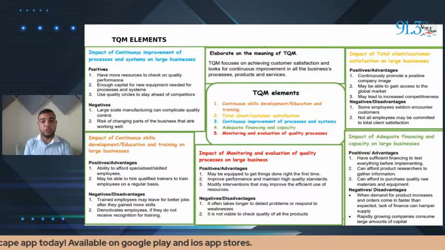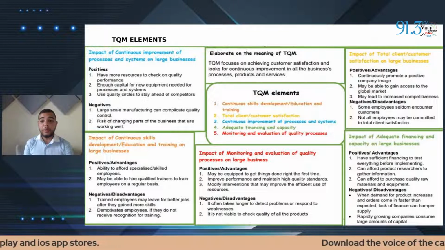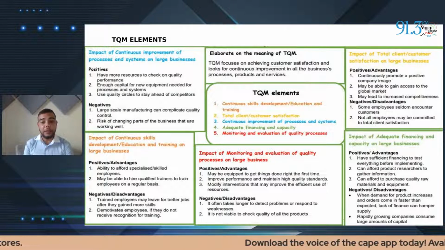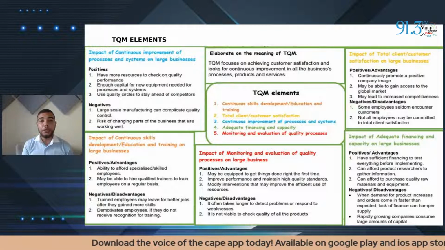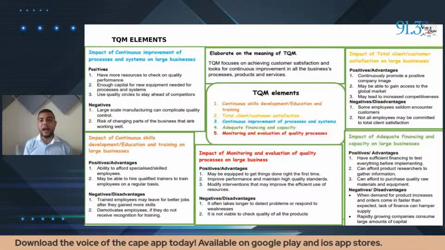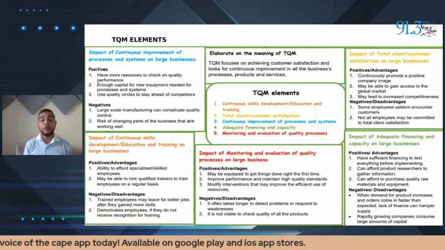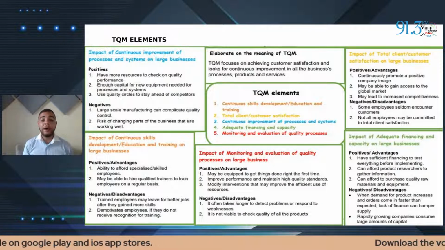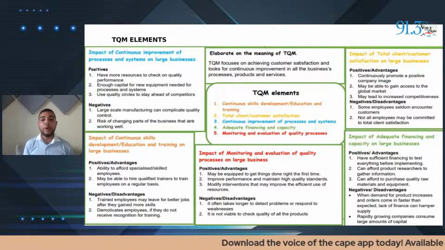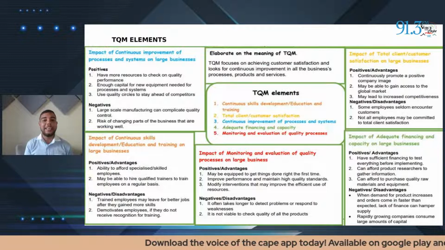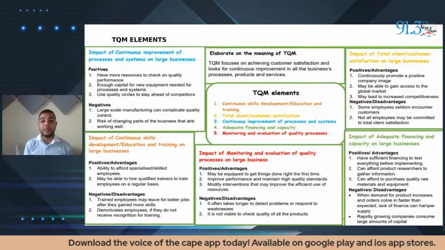Impact of total client or customer satisfaction. The positives: continuously promote a positive company image. So you'd always want to promote the company image. The way you do that is treating the customer right all the time. So yes, we know the customer should be right all the time once you have a business, but at times they can be wrong as well. But you treat them with respect. The way you handle situations is a key factor in having a business.